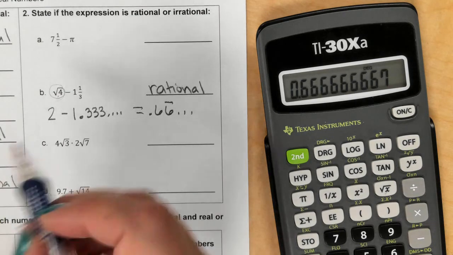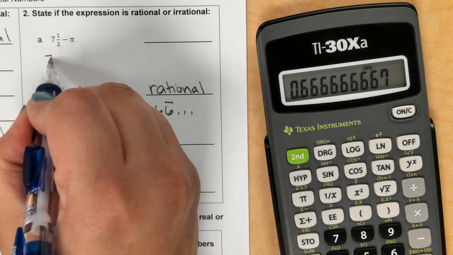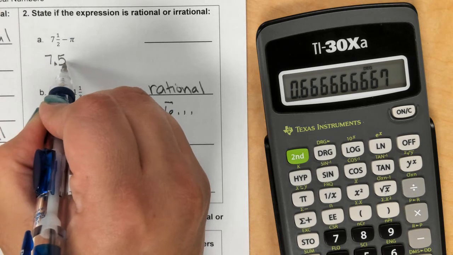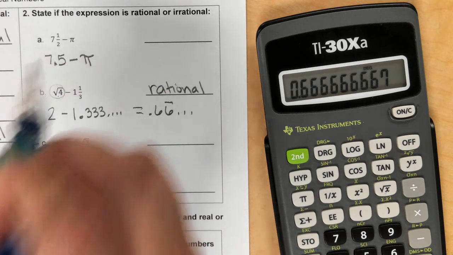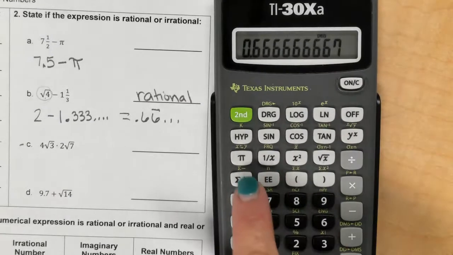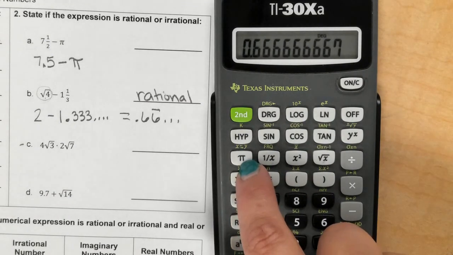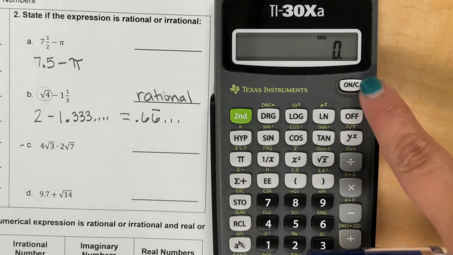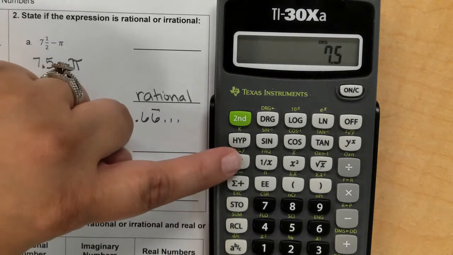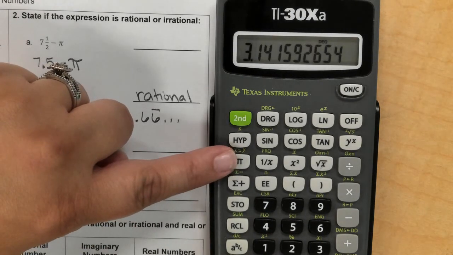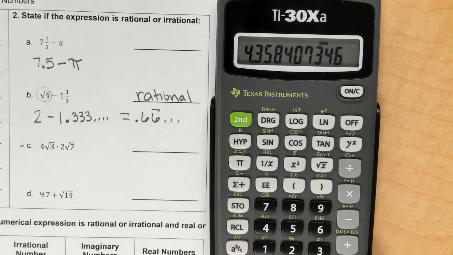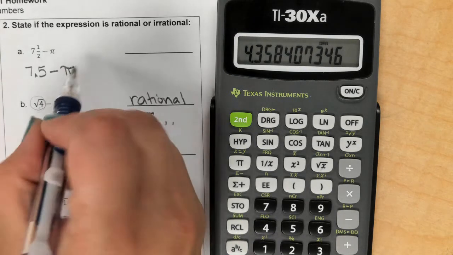Okay, one thing, what was your other question? C? Okay, so we'll do that one too. And then this one, I'm just going to show you. Look right here. You know that 1/2 is 0.5, so I just made it 7.5 minus pi. Do not use 3.14. Use pi. So right here on the calculator, you see it has the pi symbol right there? So on is clear, 7.5 minus, click pi, and then hit equals. Good job. You have to click equals. So is that rational or irrational? Irrational. Right.